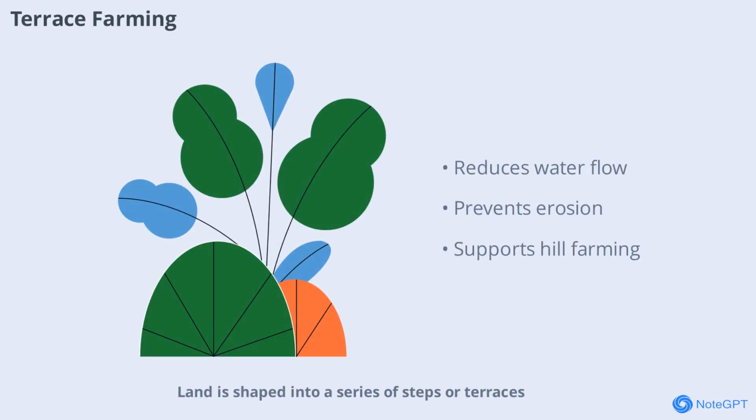Land is shaped into a series of steps or terraces which reduce the speed of water flow and minimize soil erosion. This method also allows for efficient use of water and supports the cultivation of crops on steep slopes.